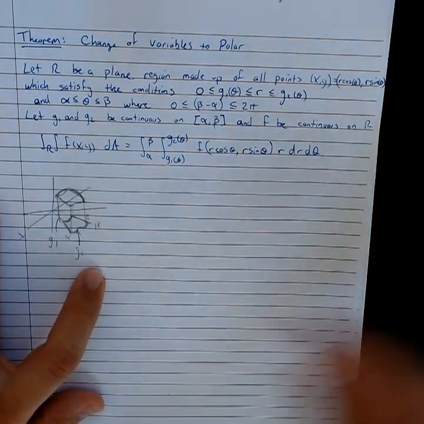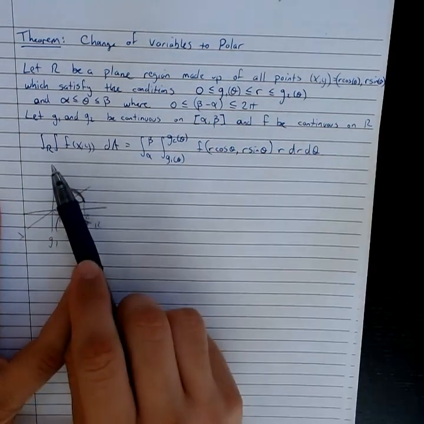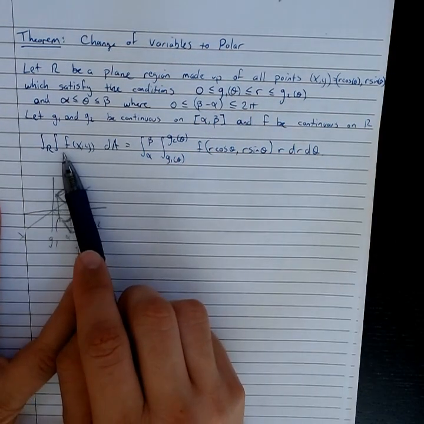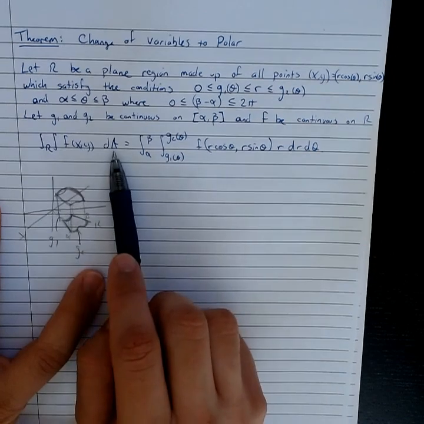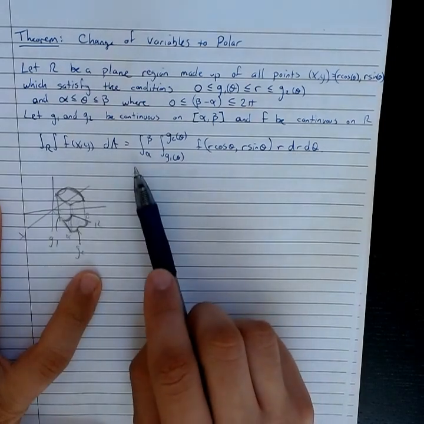All right, so if all of that's true, if you're in that situation, then you can compute the double integral of f over R. In other words, you can find the volume of this by the double integral.